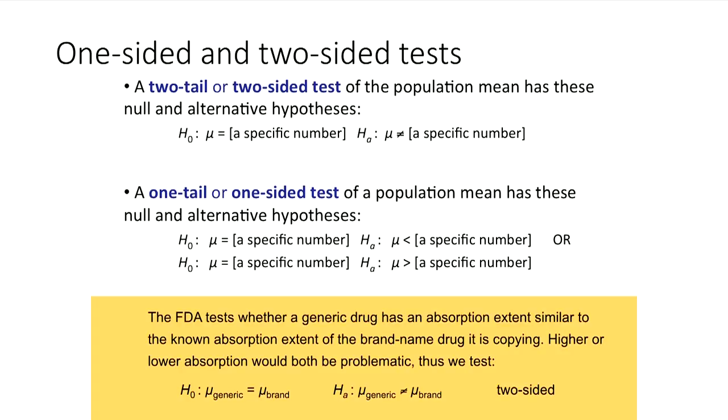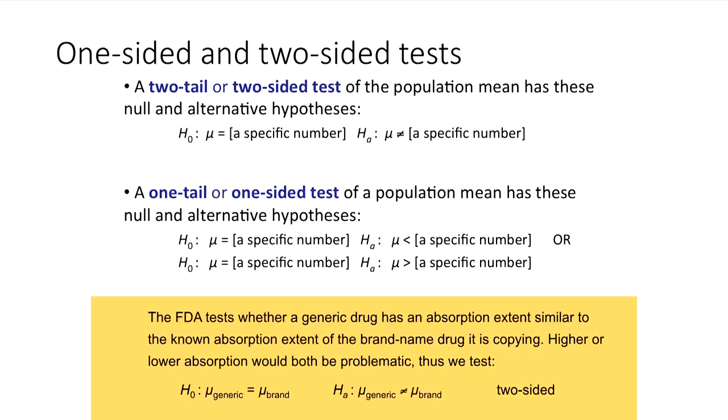But our alternative now is either that the population mean is less than that number or that the population mean is greater than that number. So as an example, when the FDA tests whether a generic drug has an absorption rate or an effect similar to what a brand name drug has, both higher absorption, so overdosing, or lower absorption, not getting enough of a dose, are a problem.